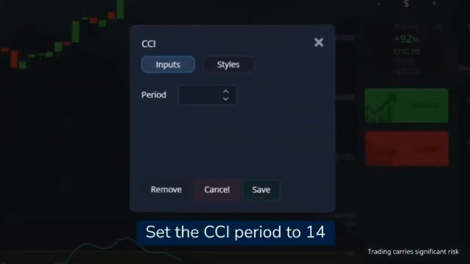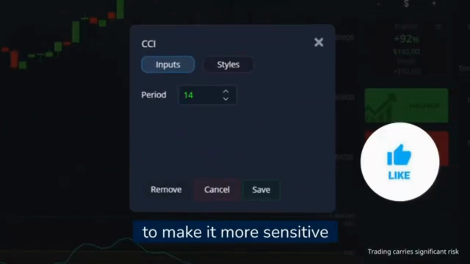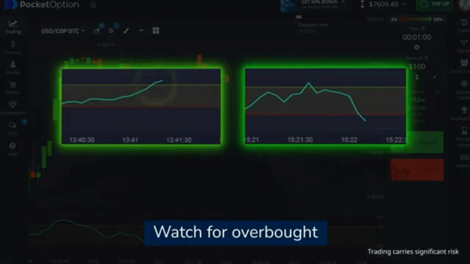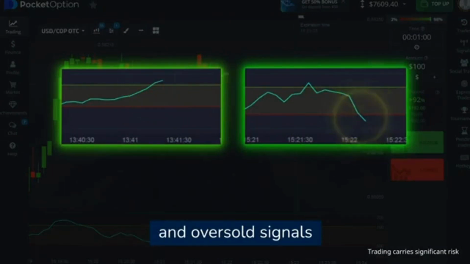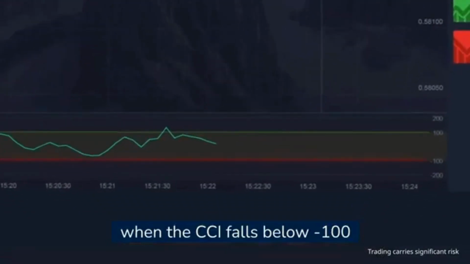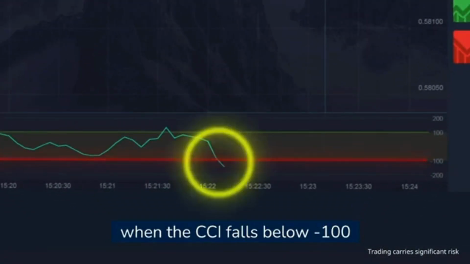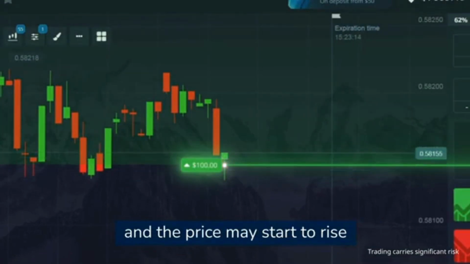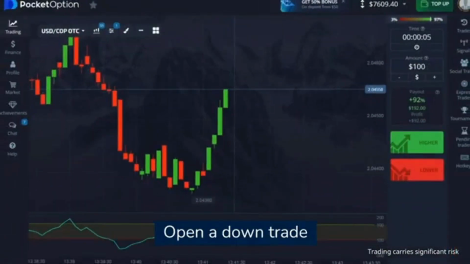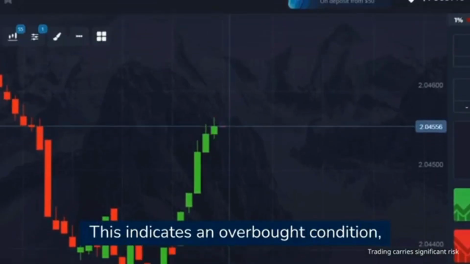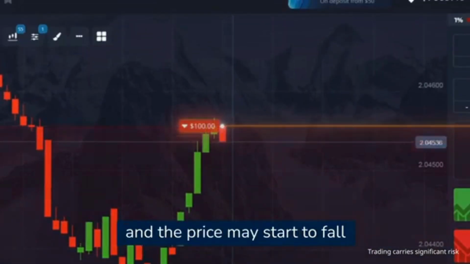Set the CCI period to 14 to make it more sensitive to short-term price movements. Watch for overbought and oversold signals. Open an up trade when the CCI falls below -100. This indicates an oversold condition and the price may start to rise. Open a down trade when the CCI rises above +100. This indicates an overbought condition and the price may start to fall.